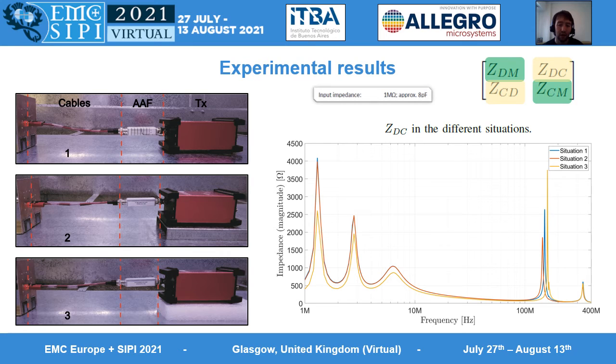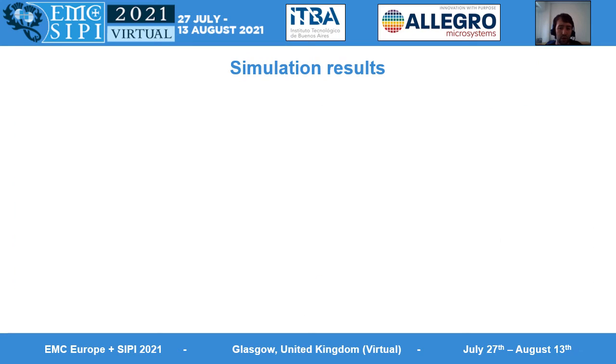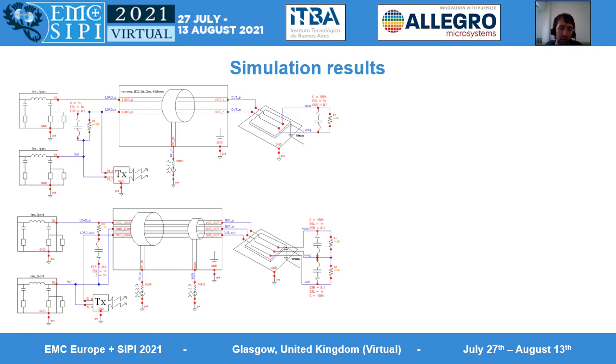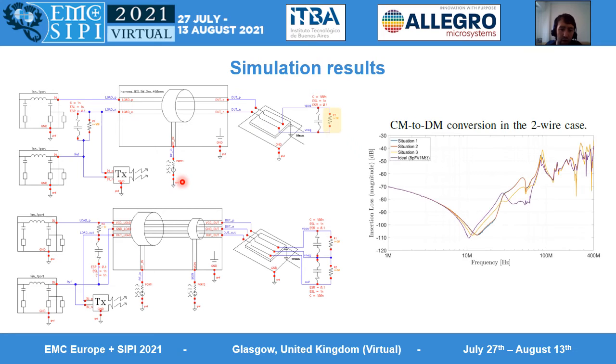So our next step is to perform the system level BCI simulations. For doing that, we have two different setups in Cadence, composed of the several blocks that we've been characterizing with measurements, and the PCBs, which are the only ones that are based on electromagnetic simulations. Then in the two-wire situation, for example, what we simulate is the insertion loss between the input port and an output port in the IC position.